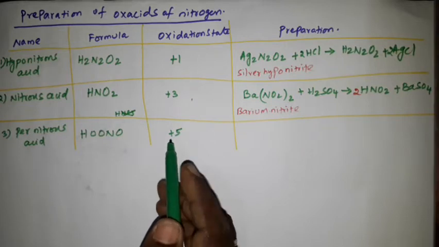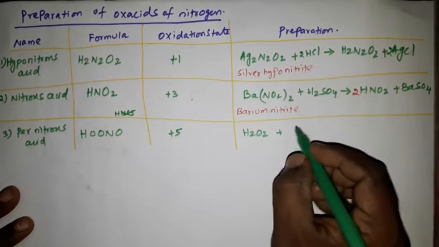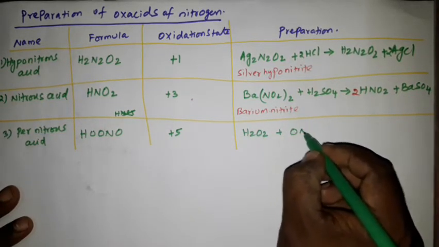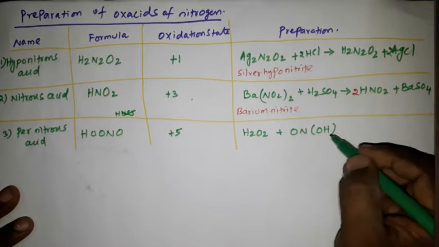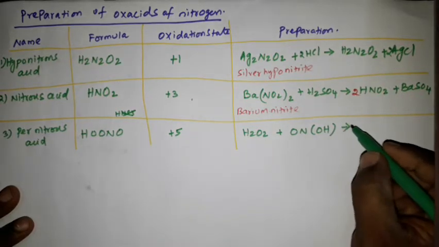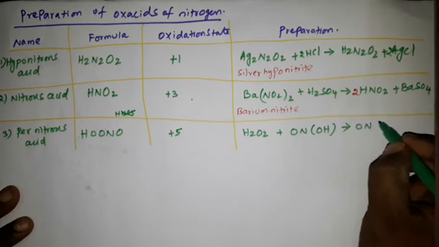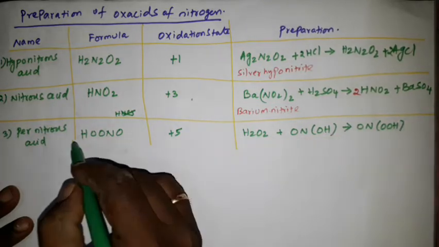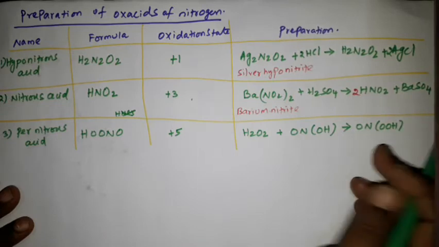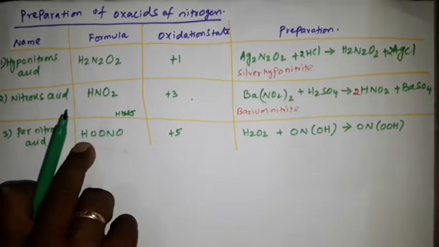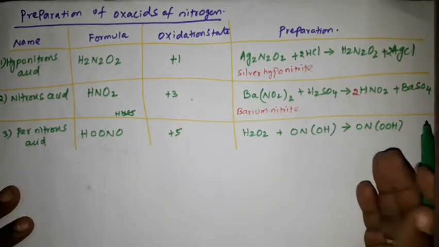The compounds required are hydrogen peroxide, H2O2, plus nitrous acid. Nitrous acid I am writing like this, ONOH, that is HNO2. So we will get the product per nitrous acid, that is ONOOH, that is HOONO. Here it is written in the opposite direction. See, the H comes first here, but here H is at the last. Then you see NO, so it is written in reverse.